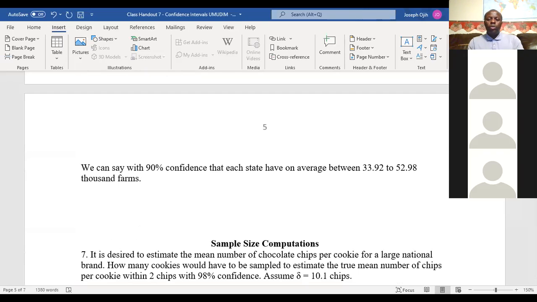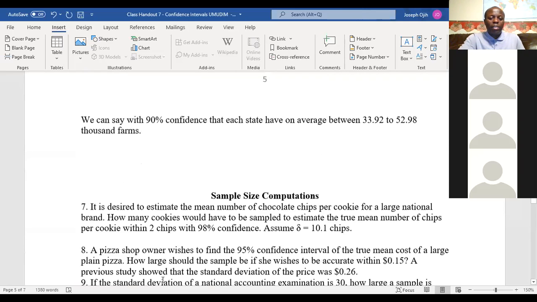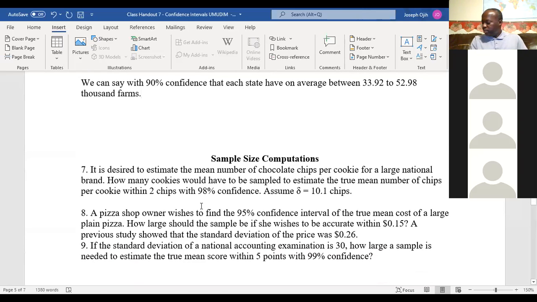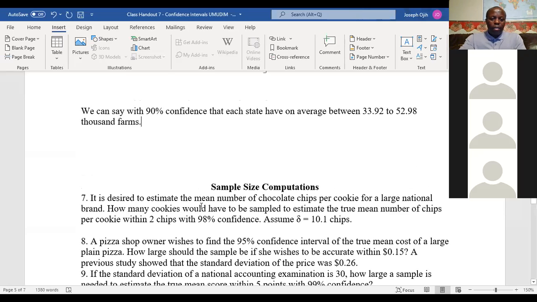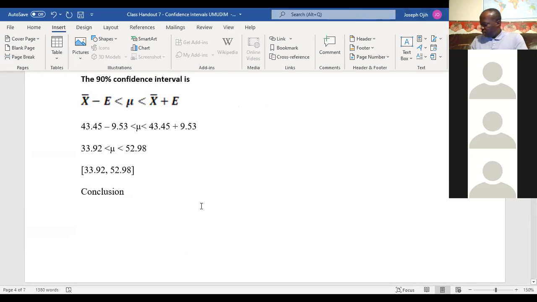So tomorrow we look at how to calculate the minimum sample size. Minimum sample size. Okay. All right. I see it. Is there any question before we leave? Let me check if the test works.